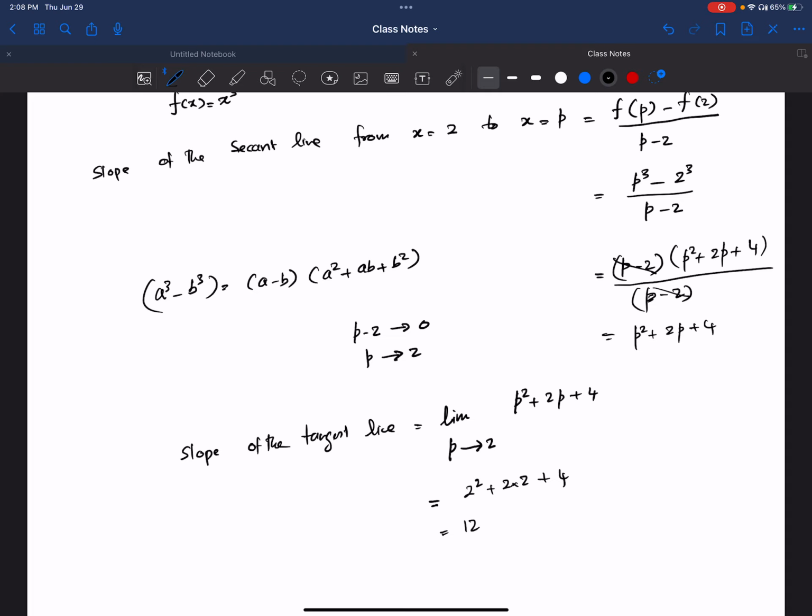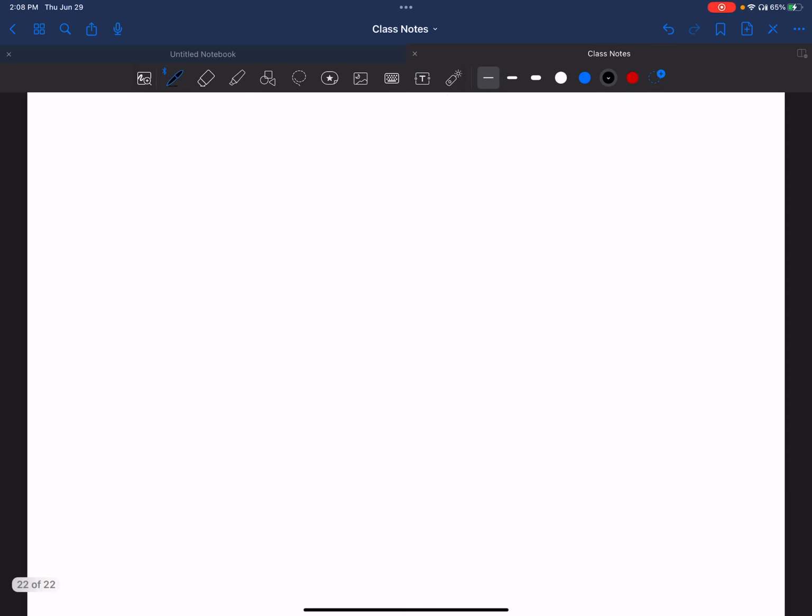Let's take another example. Does that make sense? Example: f of x equals x squared plus x. Find the slope of the tangent line at x equals 0.